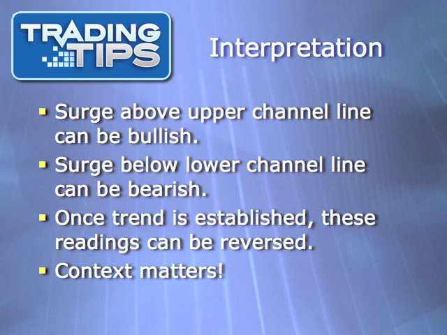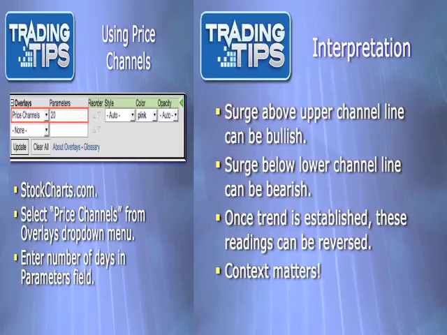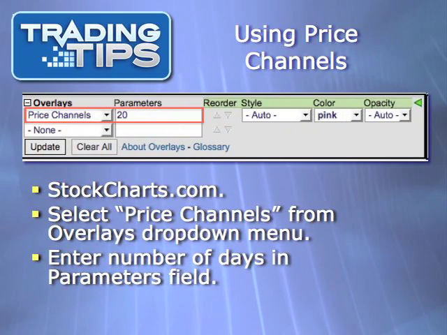At this point, surges above the upper channel line can be viewed as overbought, and falls below the bottom channel line can be read as oversold. Context is very important. Price channels can be added to your charts made at StockCharts.com. Select Price Channels from the Overlays drop-down menu and enter the number of days in the Parameters section.